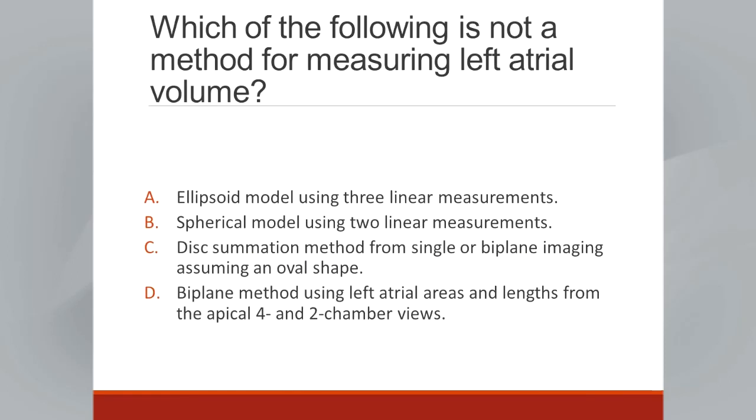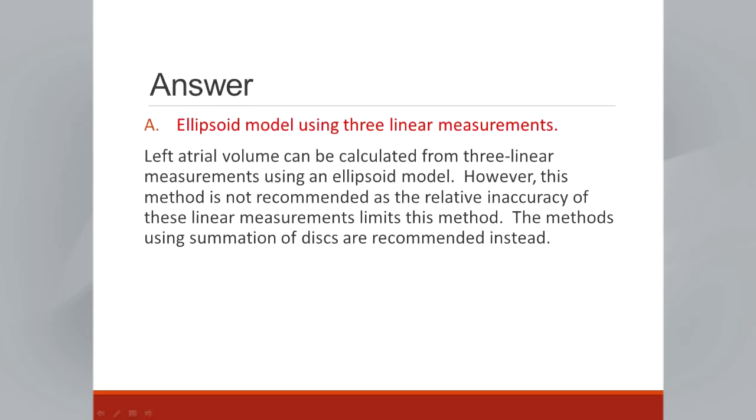So another question: which of the following is not a method for measuring left atrial volume? I'm going to let you read this, and then we will see what the correct answer is. The people here in my lab already answered correctly. Okay, so the ellipsoid model using 3 linear measurements is the correct answer. This was more difficult, 42%. You need to read the manuscript. These 3 linear measurements are incorrect in that they are very dependent on a certain shape.